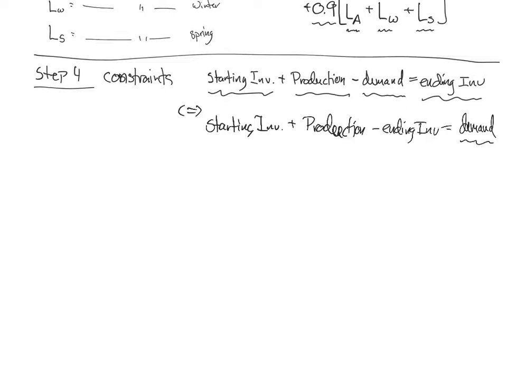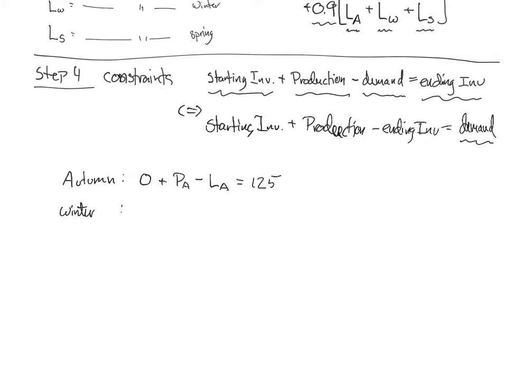We need one of these constraints for each period. So starting with the autumn, we know that the starting inventory is 0. Then we have some production in this period. That's PA. And then finally we have the ending inventory. That's the variable LA. And that has to equal the forecasted demand, which was 125. Like that.